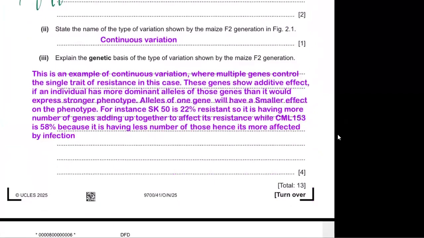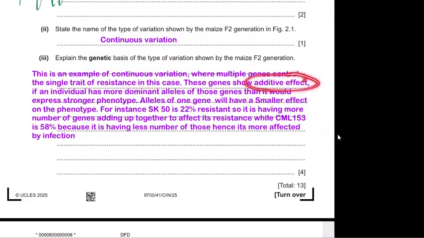Explain the genetic basis of the type of variation shown by maize F2 generation. Genetic basis. So what is the genetic basis of variation? They often ask you the genetic basis of variation or the environmental basis. So the genetic basis is this: it is a continuous variation, and when continuous variation is occurring, we know that multiple genes are involved in controlling a single trait. In this case, the resistance to this fungal pathogen.